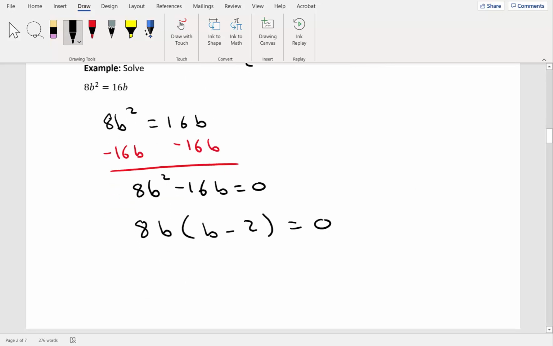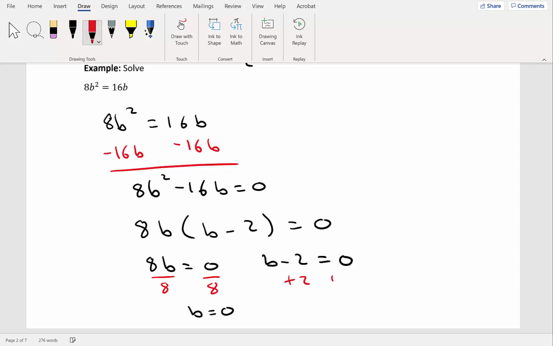Now we go ahead and set each factor equal to 0 and then solve. 8b, this is a factor, so we're going to set that equal to 0. Then we have b minus 2, set that equal to 0 as well. And now we solve for b. So let's divide both sides by 8. We get b is equal to 0. And then the second equation, add 2 to both sides. We get b is equal to 2.